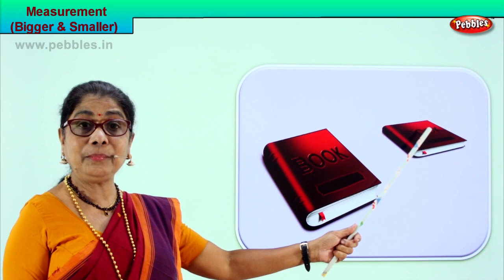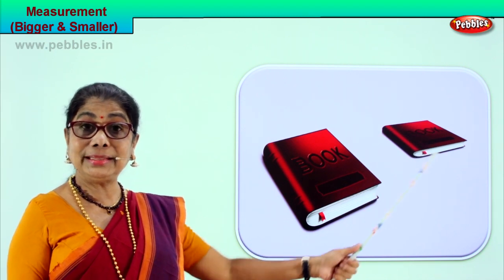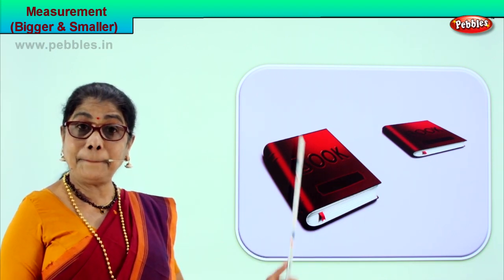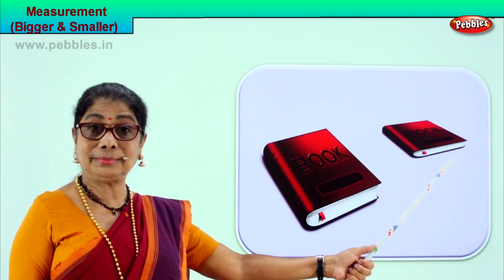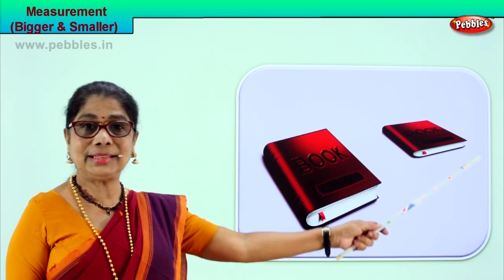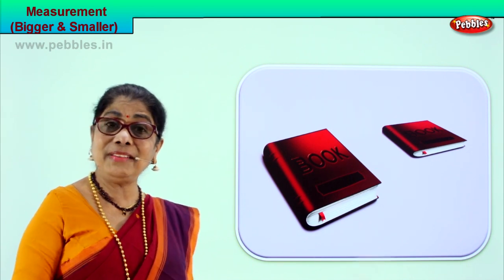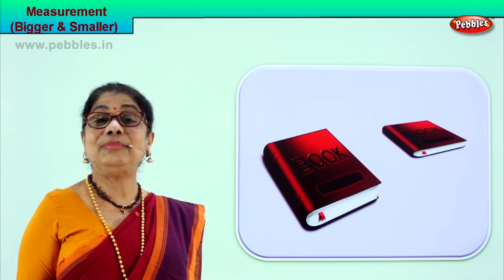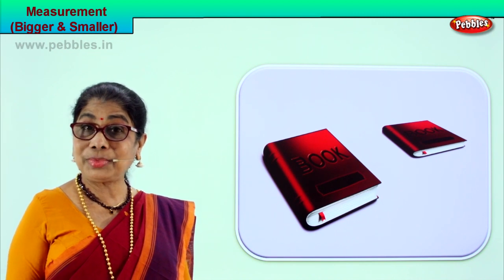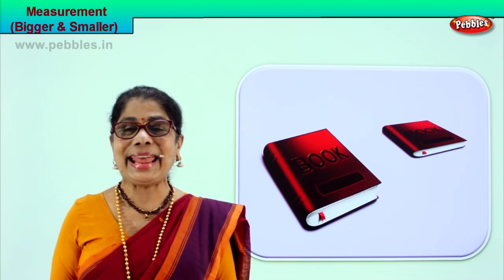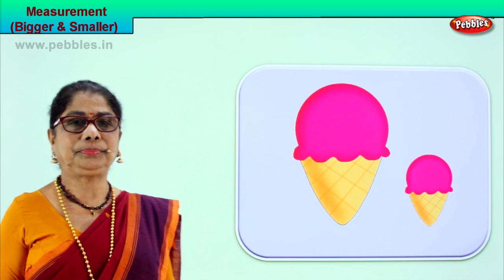We are comparing two sizes. This is small, this is big. Bigger, smaller. Which is smaller? This book is smaller than this. Good. Did you enjoy now? We are comparing. Yes, we are learning measurements. Bigger, smaller. Let's look at our next picture.